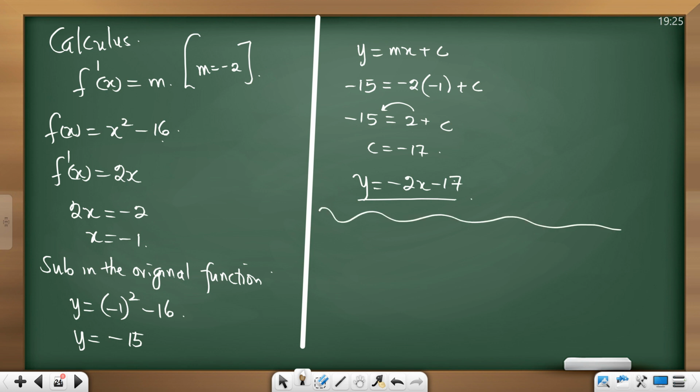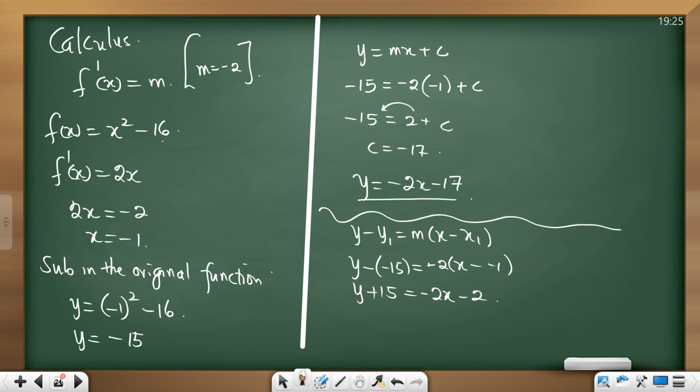And you can also, like Baby says, use y minus y1 equals to m times x minus x1. What's our y value? Negative 15. Negative 2. What's our x value? Negative 1, right? So y plus 15 equals to negative 2x, because it's plus there in the bracket, multiplied by negative. Take that over. Check.